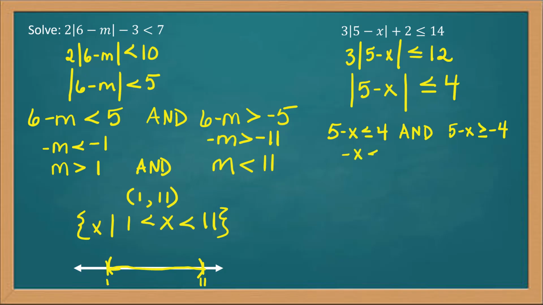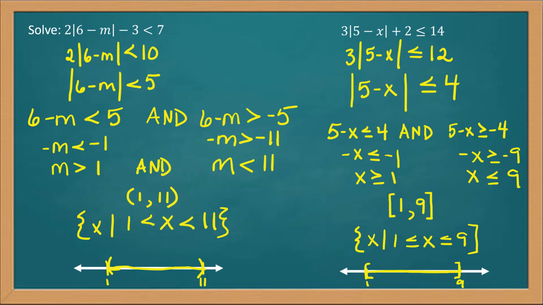We've got negative x is less than or equal to negative 1. And then for the inequality on the right, we've got negative x is greater than or equal to negative 9. And then when we multiply through by negative 1, on both of these, we have to flip the sign. And so this is what we have. We have numbers that are greater than or equal to 1 and less than or equal to 9.